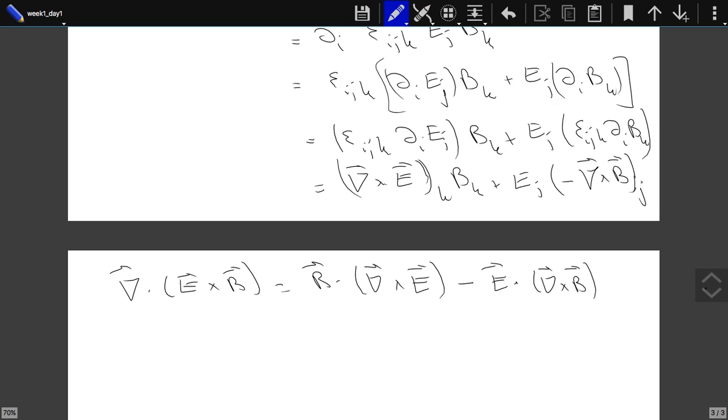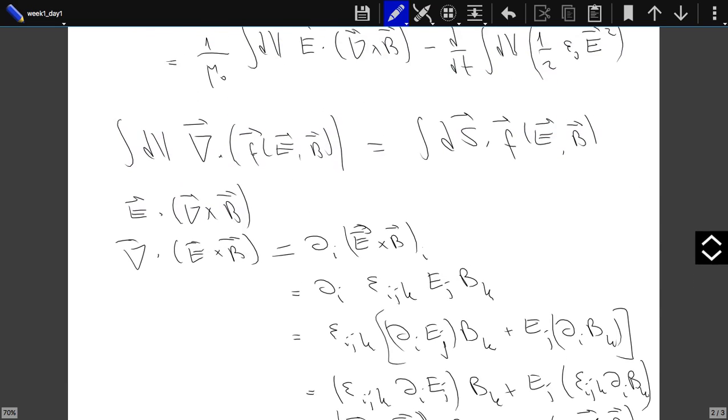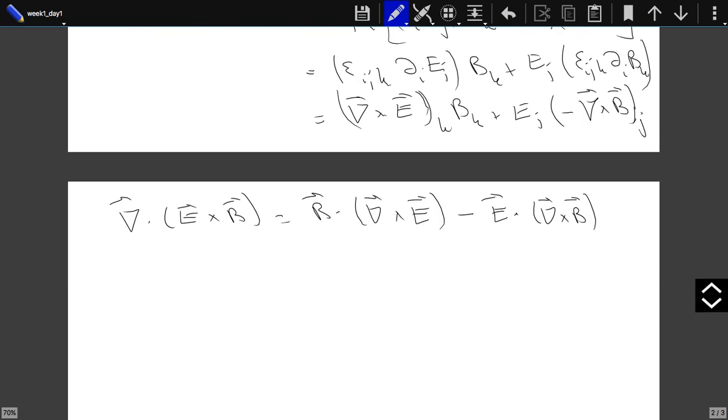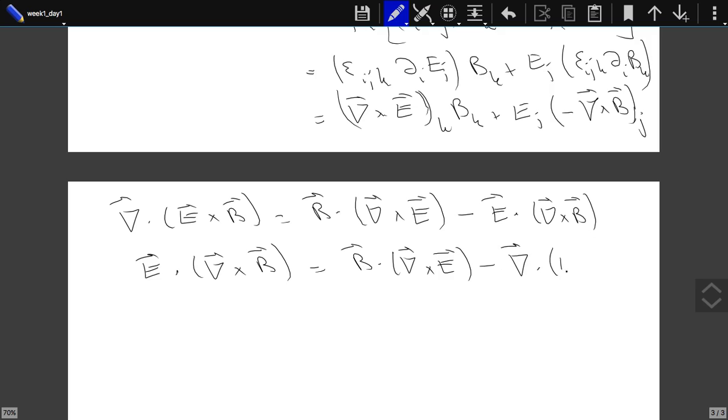Now let's see what we were looking for. We were looking for E dot curl of B. So that is what we have in our expression over here, E dot curl of B. Now E dot curl of B is equal to B dot curl of E minus the divergence of E cross B.